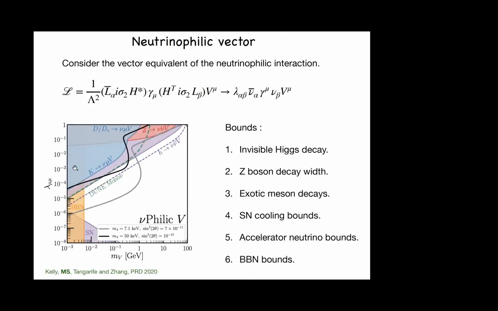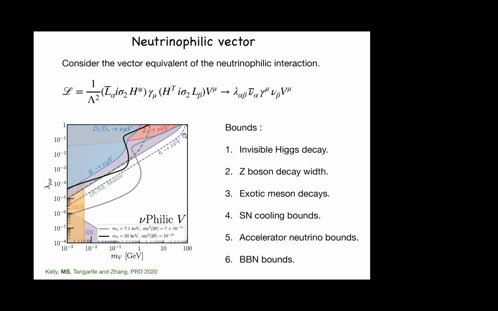So let's look at them one by one. For the neutrinophilic vector, essentially the interactions look like this. This is the vector equivalent of the Weinberg operator. As you can see, it looks like an LH squared, but it's mediated by a gamma, and this essentially leads to an operator that looks like this. Of course, there's this other difference, that as opposed to the scalar, the vector operator has to look like this, where you have a nu bar and a nu. So these vectors would not have any lepton number as opposed to the scalars.